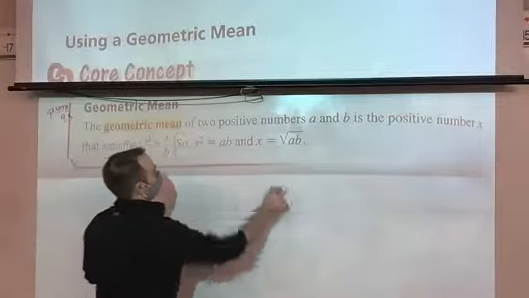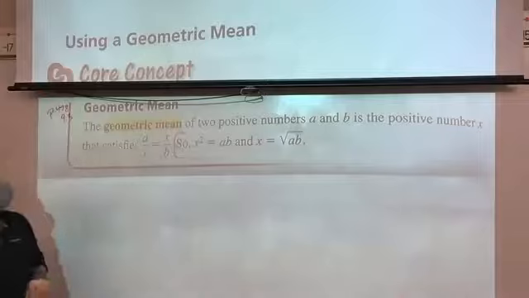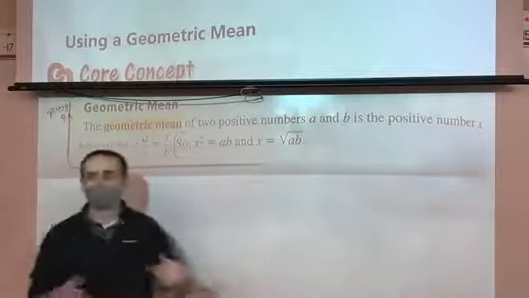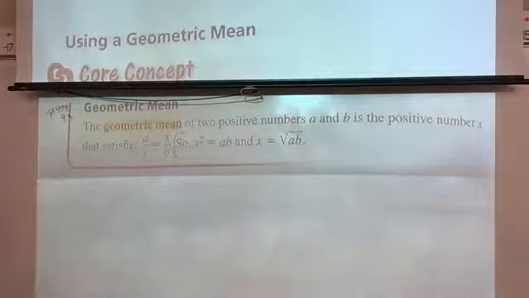If you want to write that down, the geometric mean of a and b is the square root of ab. Multiply them together, take the square root. That's going to be the geometric mean. Multiply them together, take the square root.